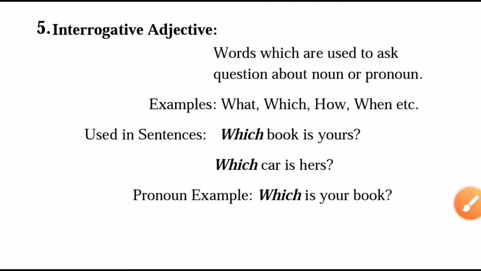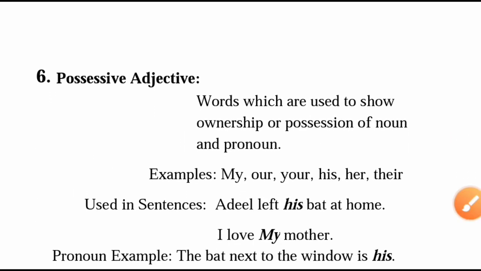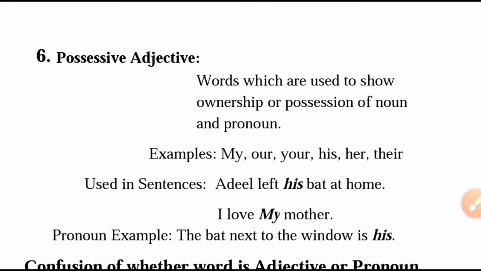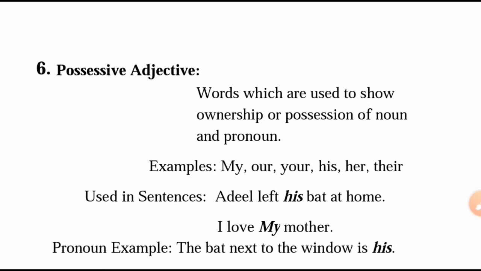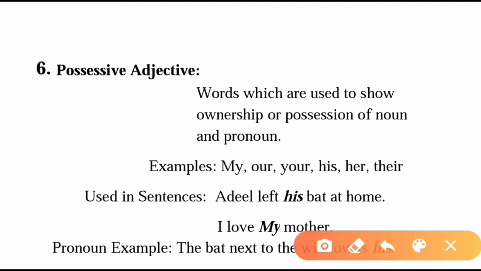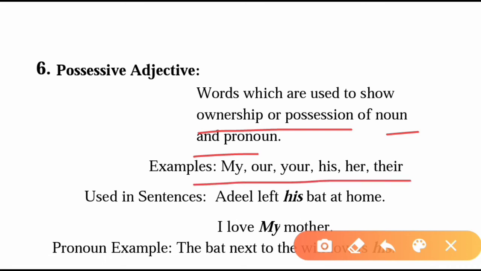So let's talk about the sixth kind, which is possessive adjectives. Possessive adjectives are words used to show ownership or the possession of a noun and pronoun. When you're talking about ownership, or possession of a noun or pronoun, in that case you have to use possessive adjectives. These are all the examples of possessive adjectives: my, our, your, his, her, their.